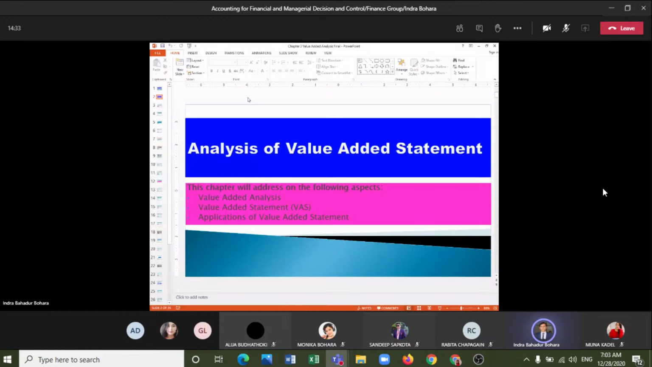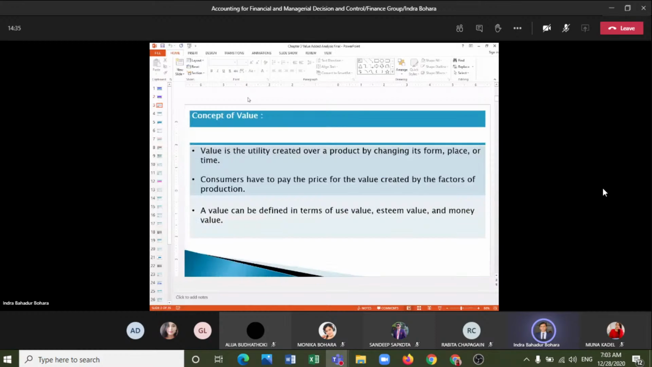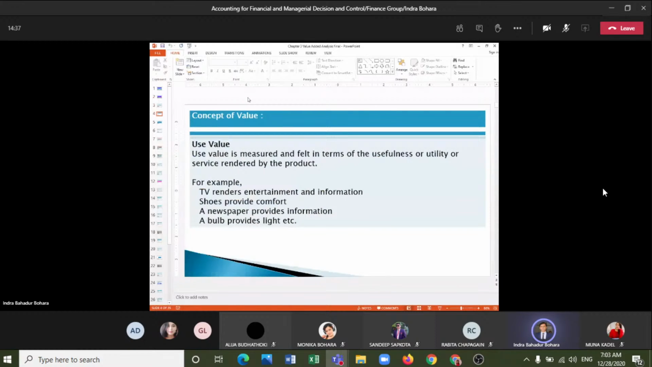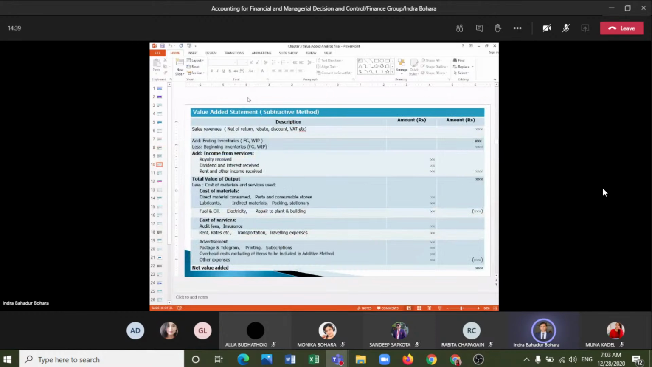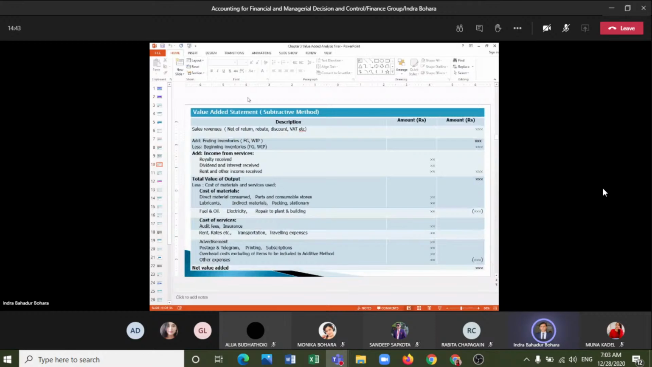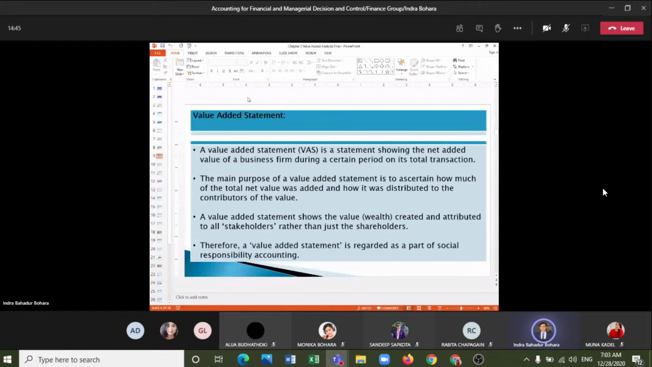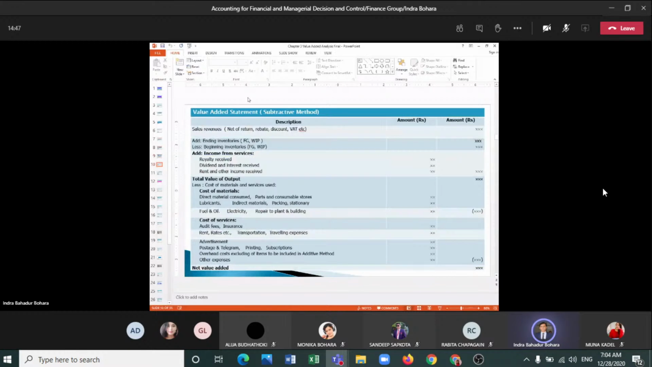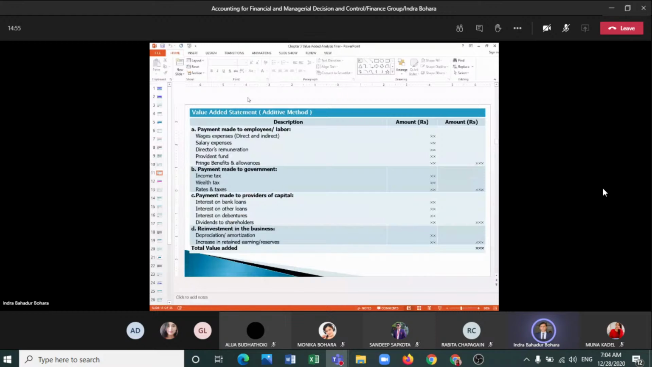Why that value is added is important, and that can be understood from the format. A value added statement is prepared by two methods, which I told you earlier: the subtractive method and the additive method. Therefore, which information do you have?